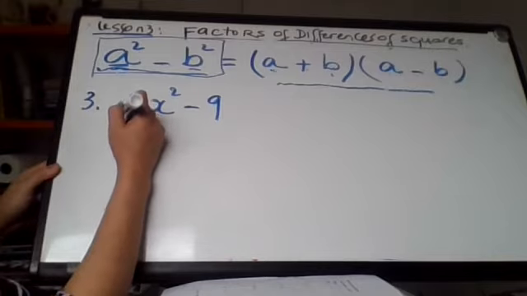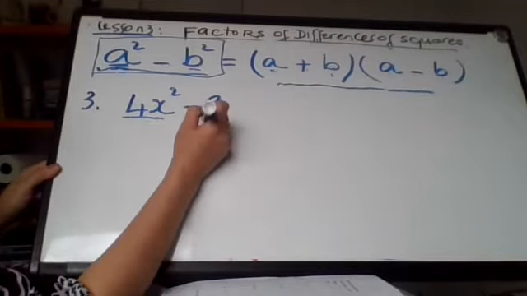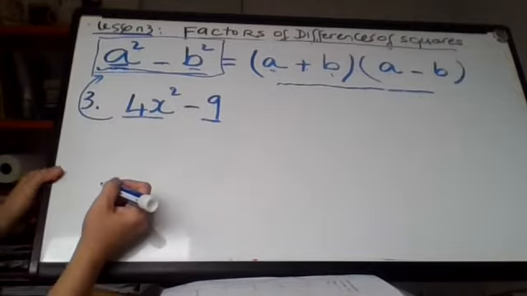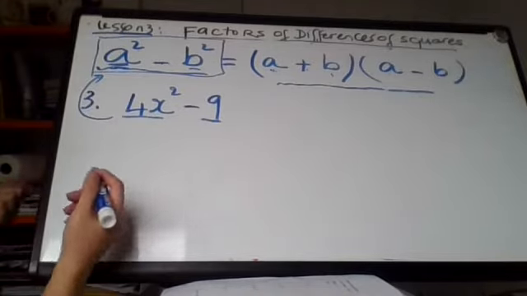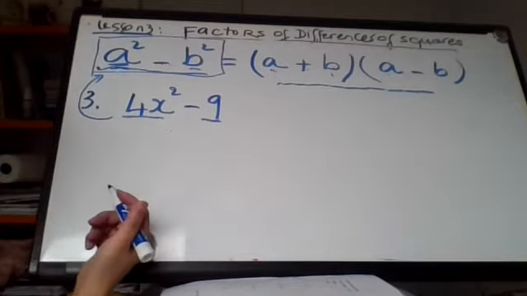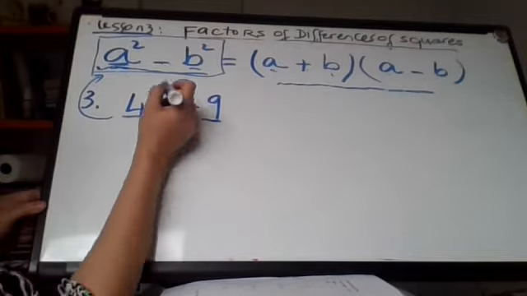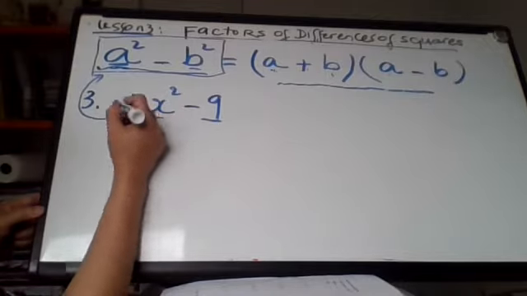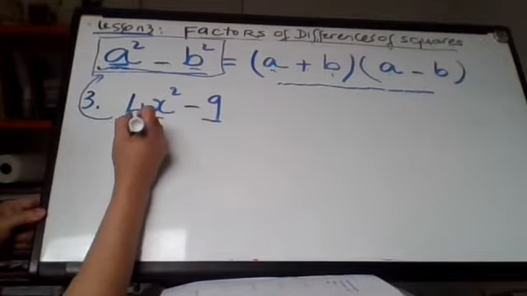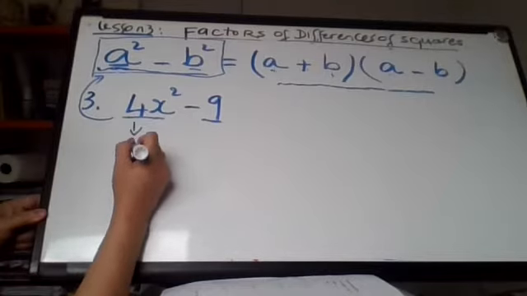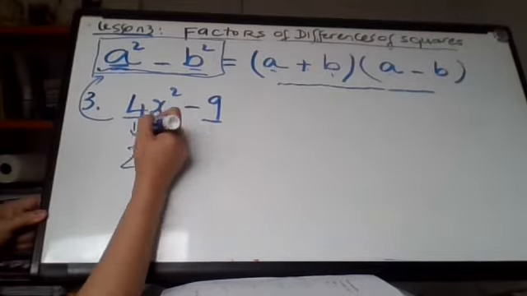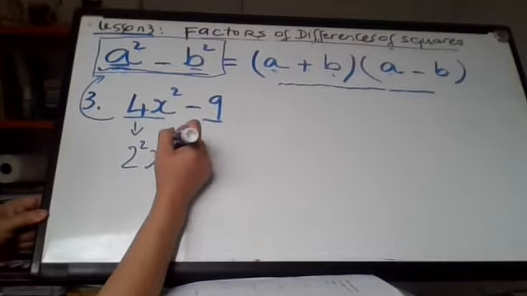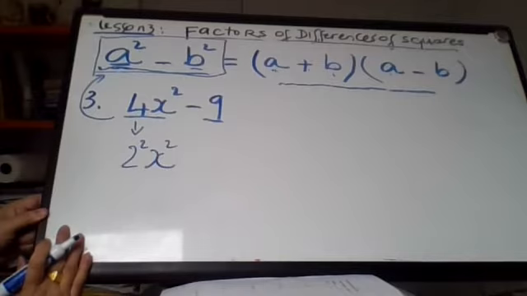Again, I have to put this expression back into the pattern so that I can realize what my A is and what my B is, right? So to go back to the base, I have to take the square root of number 4, and the square root of 4 is 2, right? 2 to the power 2 is 4, and of course the x already has power 2 right there.